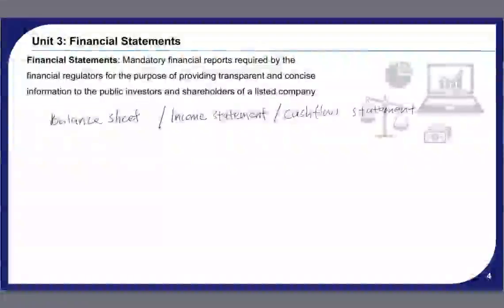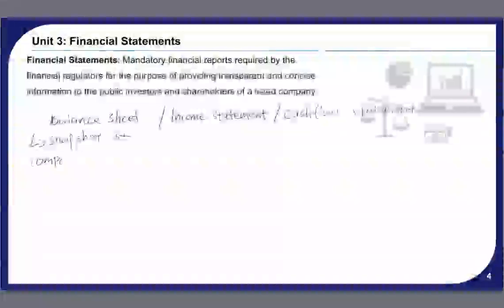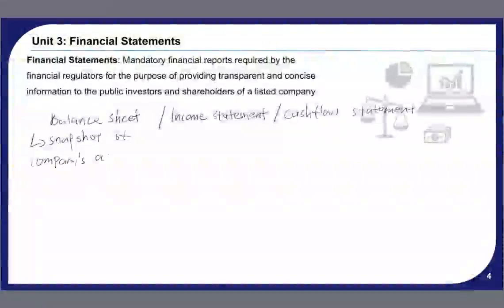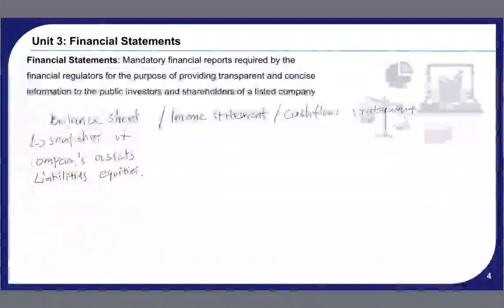Okay, so balance sheet, what does it show? It's a snapshot. It's a snapshot of the company's assets and liabilities and equities as well. Okay, so if you're learning about financial statements for the first time, or the whole unit in general, you might not get a sense of what assets are, what liabilities are, and what equities are, right?